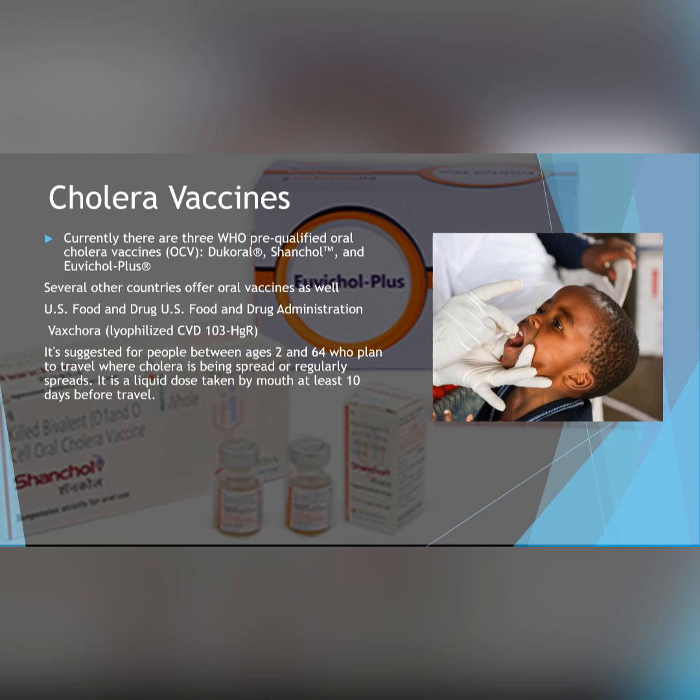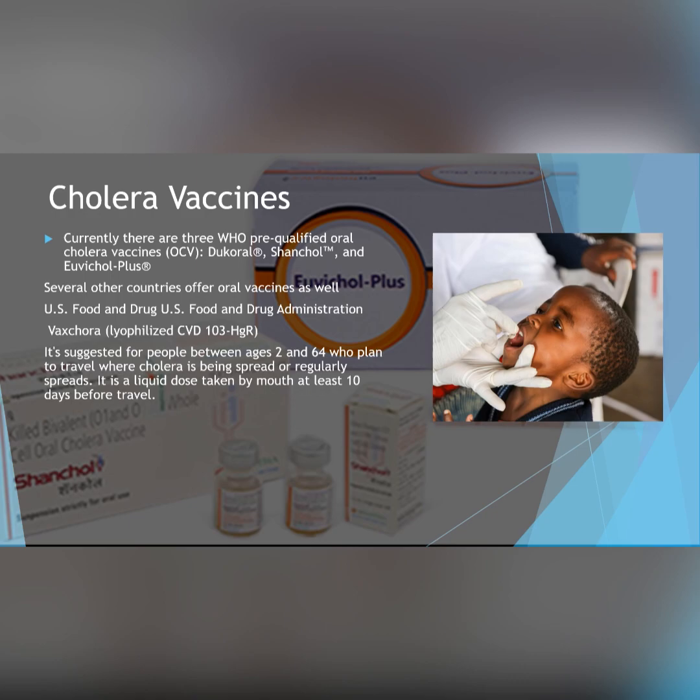You can also prevent cholera by taking the cholera vaccines. Currently there are 3 World Health Organization pre-qualified oral cholera vaccines: Dukoral, Shanchol, and Euvichol-Plus. These 3 types of oral cholera vaccines require 3 doses for maximum effect.